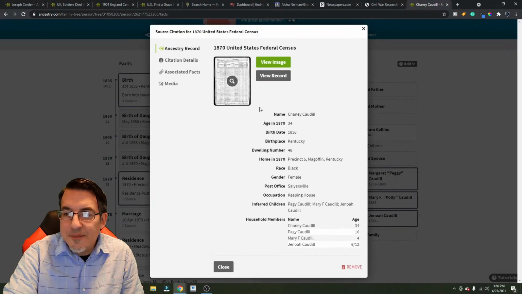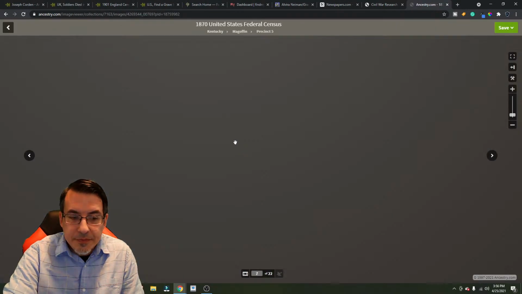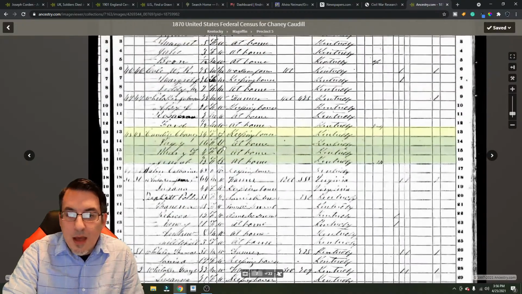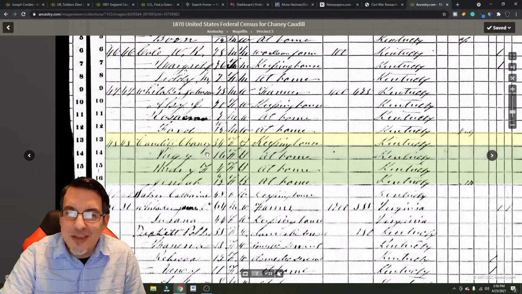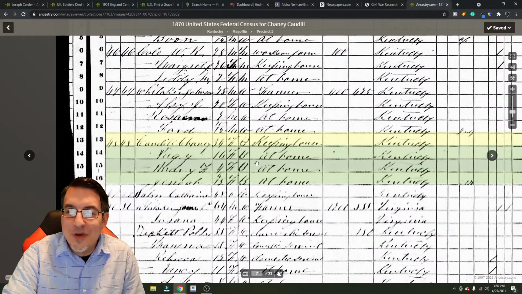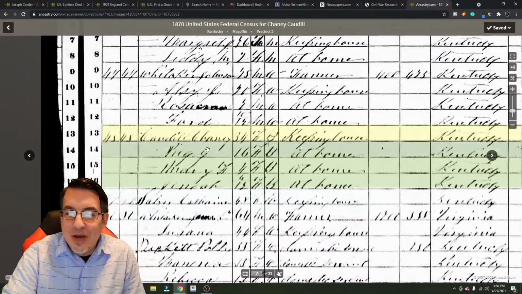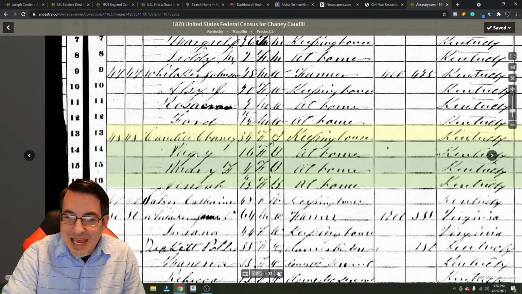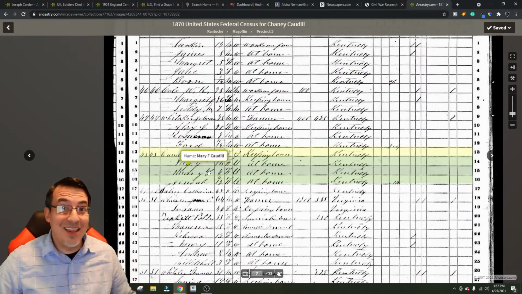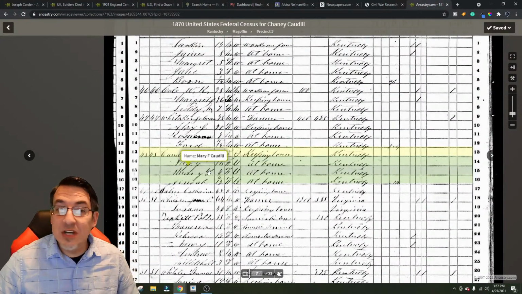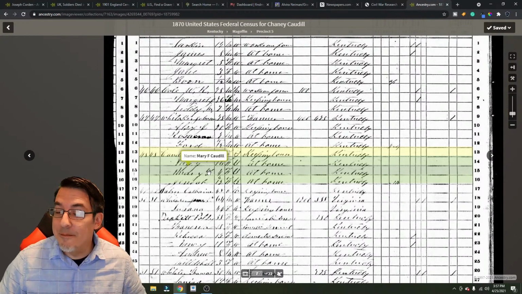But I can look here at Cheney. Now, this one's pretty hard to read because this census taker did not really think too much about the people that were going to be reading these years later. But there's Cheney. There's Peggy, her daughter. There's her daughter, Mary. And then this is another child here, Genoa Caudle. And I come to find out through doing a lot of research that Cheney had something like 8 kids. And she wasn't married to the father of most of them.